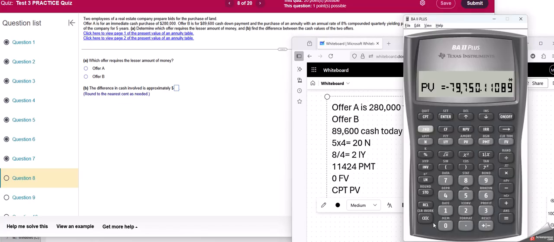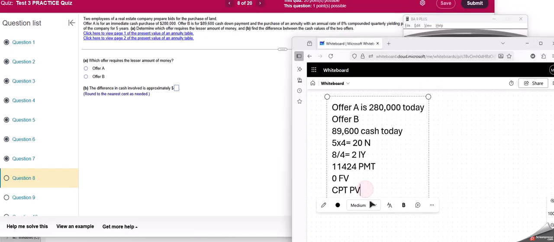So come into our calculators. 20 is our N, 2 is the IY, 11,424 is the payment, no future value, so zero that out, and then compute the present value. So 186,798.77, and then we have to take that number and add the cash price to it, and then we'll compare.